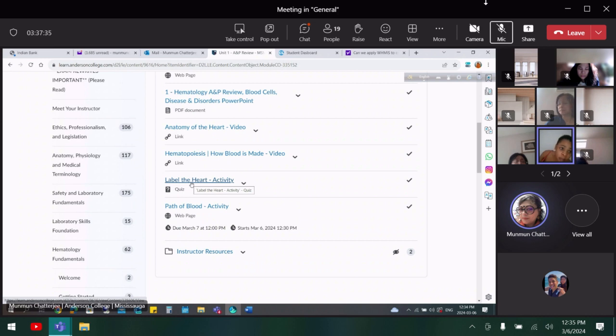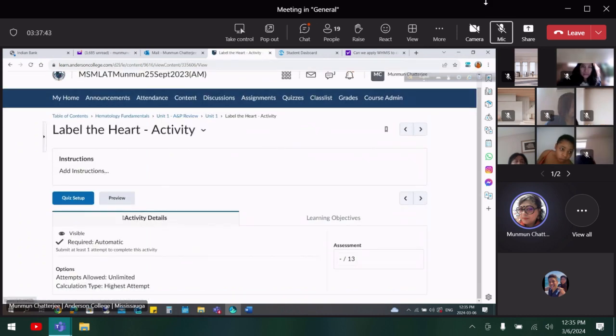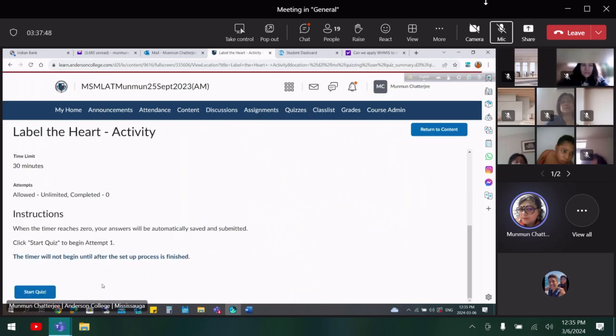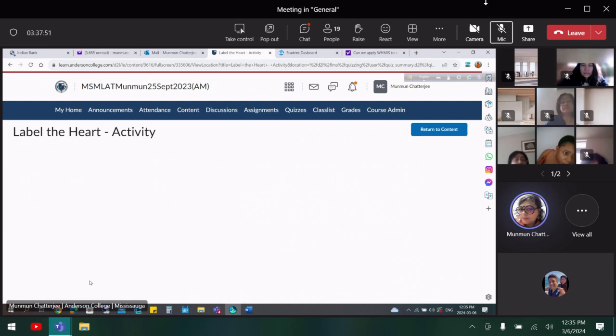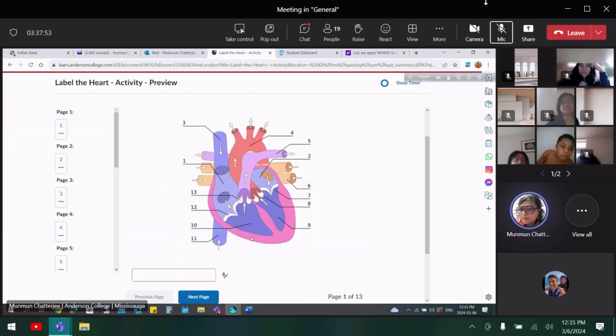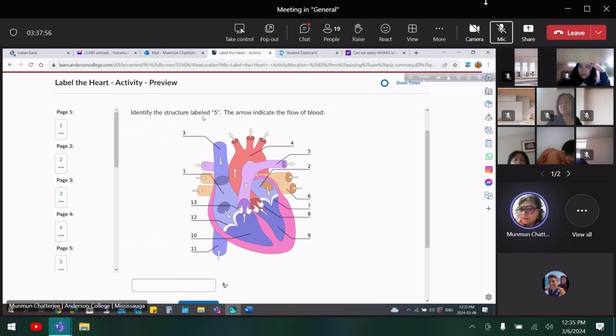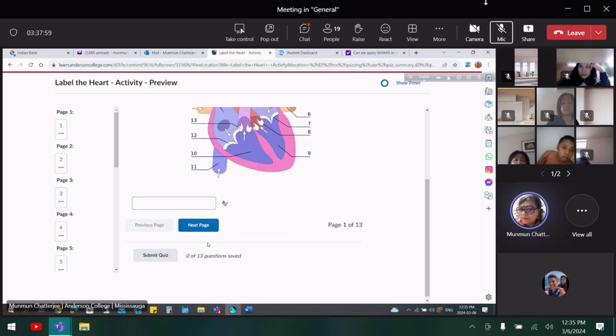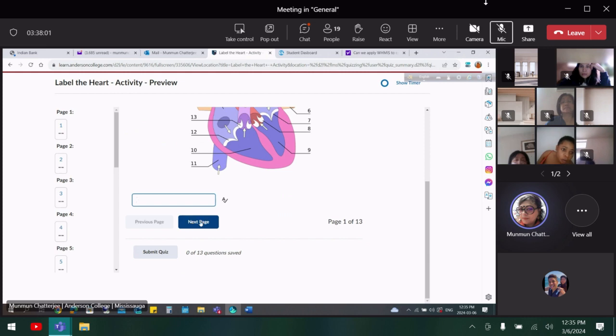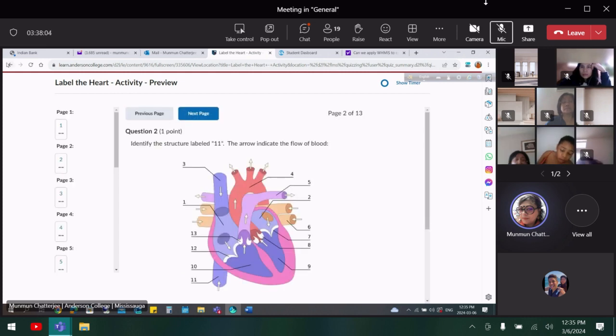Okay, so it's part of the blood activity, right? Because I've already done the label the heart. You already labeled the heart? Yes. Submit it? Yeah. So it said quiz, okay? Go to preview, and then you have to start the quiz. When you start the quiz, it's going to tell you, identify the structure labeled in 5. What is that? Your answer is here. You have to write there. Then you have to go to the next. You have already done that? That's fine then. So then you have to go to the next part. Yeah, I want to know the next part.